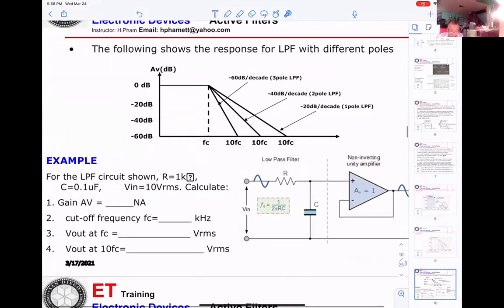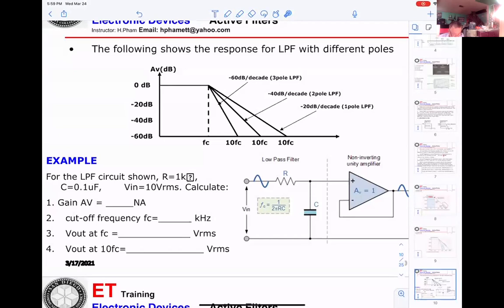The following shows the output of the low pass filter with a different number of poles. We already see that. Okay, 10 times FC, same 10 times FC, same decade. 3 poles, you're going down 60 dB. 2 poles, you're going down 40. And 1 pole, you're going down 20. Okay? So now, you try to do it for me for this circuitry here.